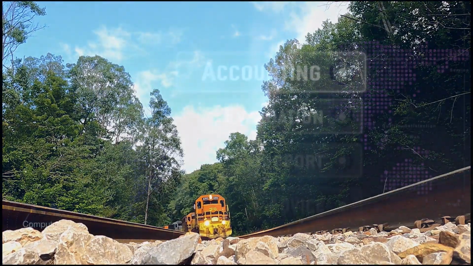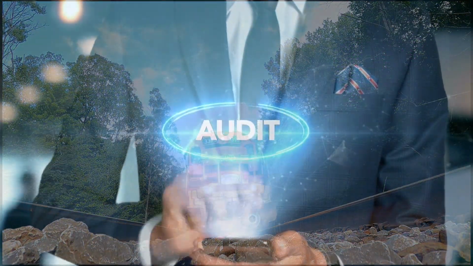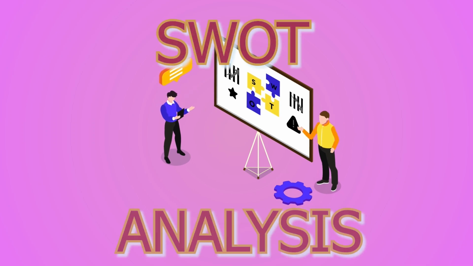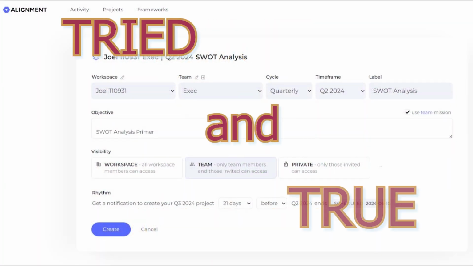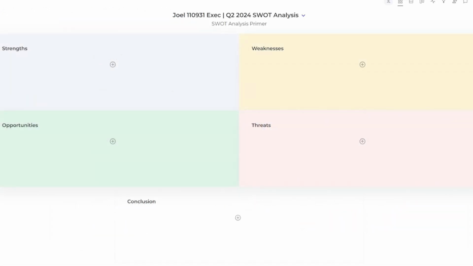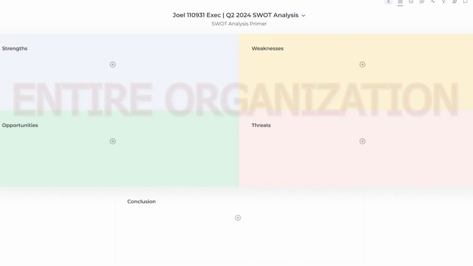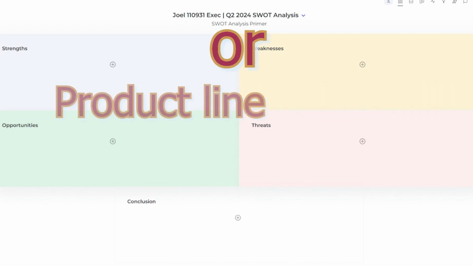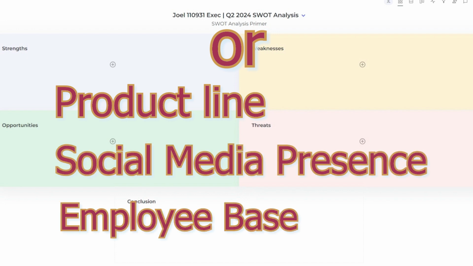Evaluating a company or brand for the first time can seem overwhelming, but a SWOT analysis helps organize your thinking and is a tried and true first step in a strategic audience growth process. SWOT can be used to evaluate an entire organization or zoom in on a specific aspect like a product line, social media presence, or employee base.